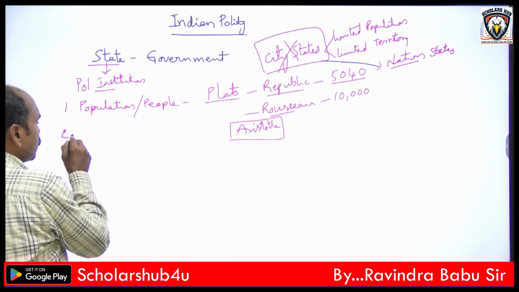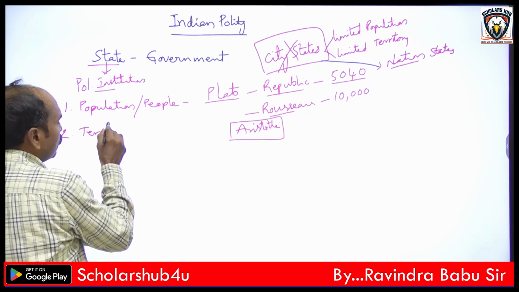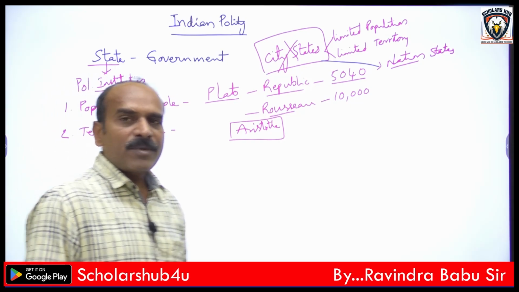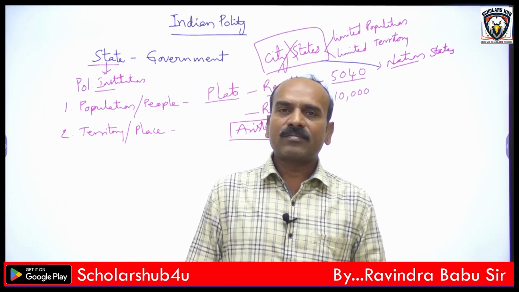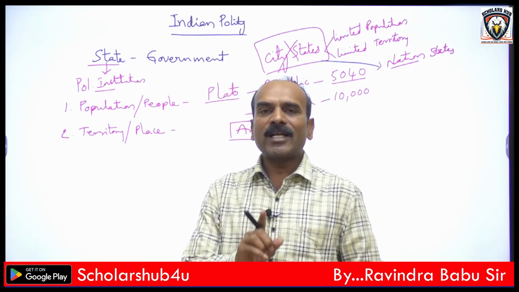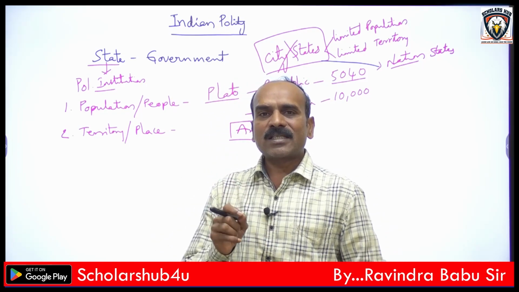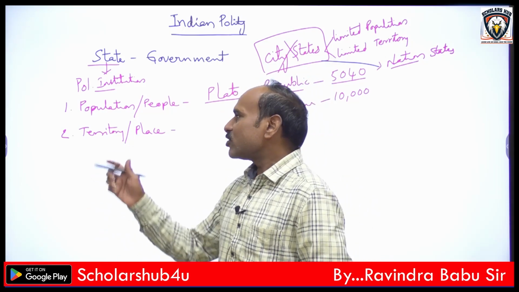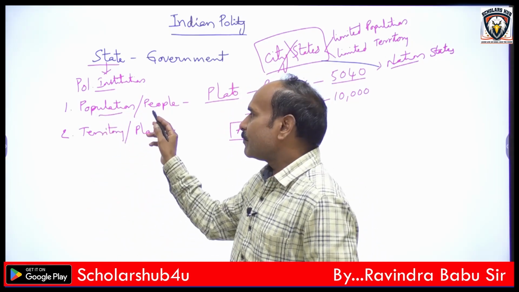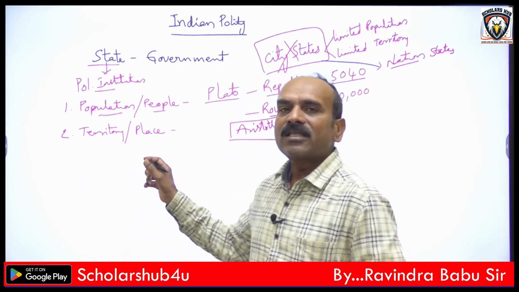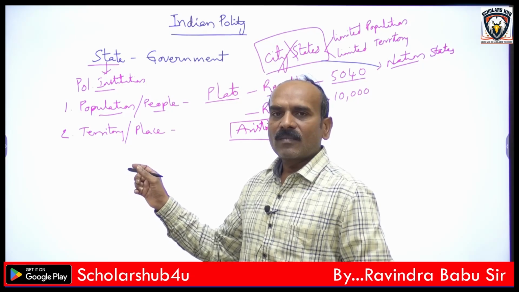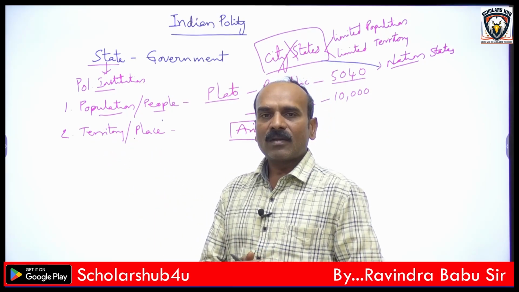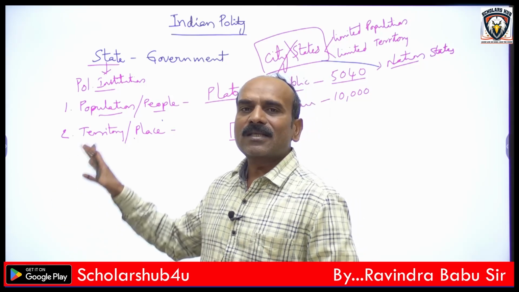Then coming to the second, territory, or a place. Merely having population cannot make a state, but there must be a fixed territory with restricted boundaries. For providing habitat or accommodation to these people, there must be a fixed territory or a restricted place. The people should have a permanent habitat in this restricted territory. They should be permanently settled in this territory.